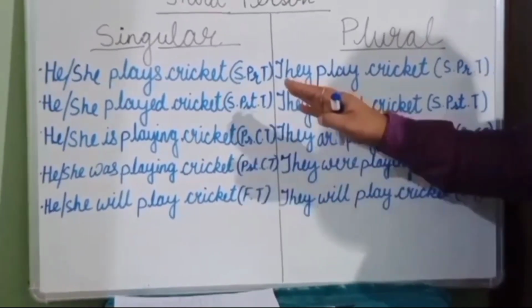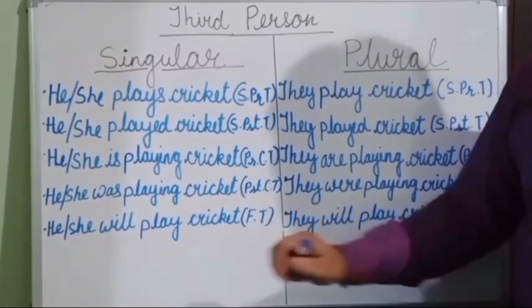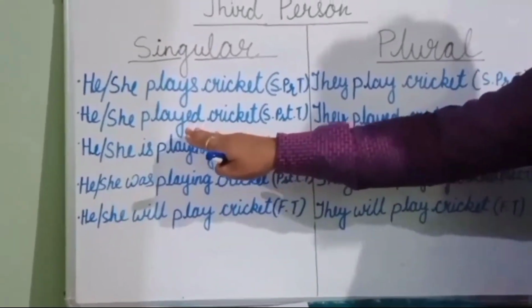In simple past tense, the second form of verb is used: "He or she played cricket."